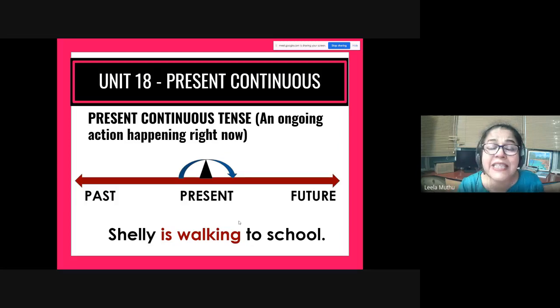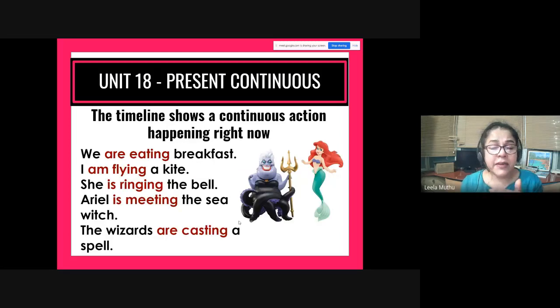Shelley is walking to school. She has not stopped walking yet. Right now she is walking. Okay, she is walking. So this is the present continuous tense, an ongoing action which is happening right now. So here the timeline shows a continuous action happening at the moment, right now.